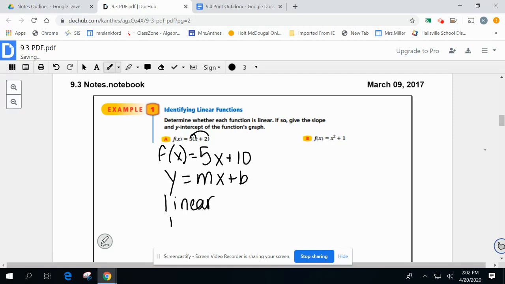And then our slope is the number in front of x. So our slope is 5, and our intercept is the number off to the right. So that would be 10. The next equation, notice there's an exponent right here, so that would make this not linear. It is not a linear equation.